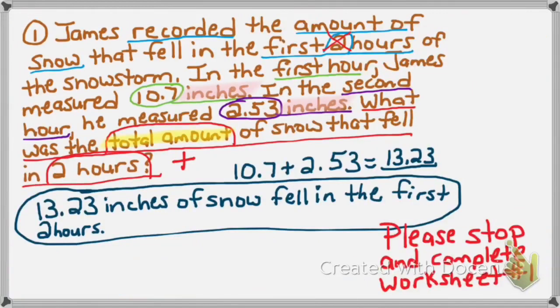Please stop the video and complete worksheet number 1 right now. Remember that you must write your numbers vertically, you must line up your decimals, add, subtract decimals, always straight decimals, and you must fill in place value zeros to make your columns equal before you add or subtract.